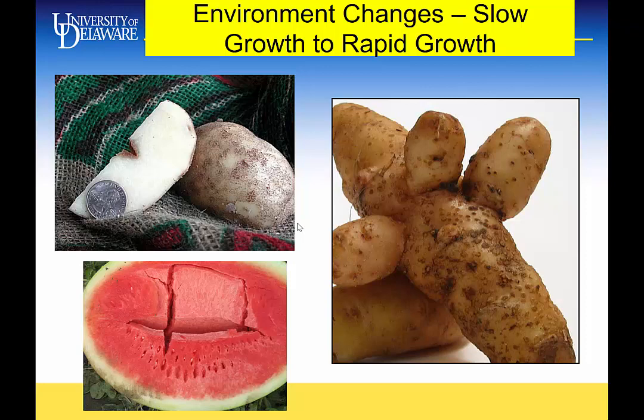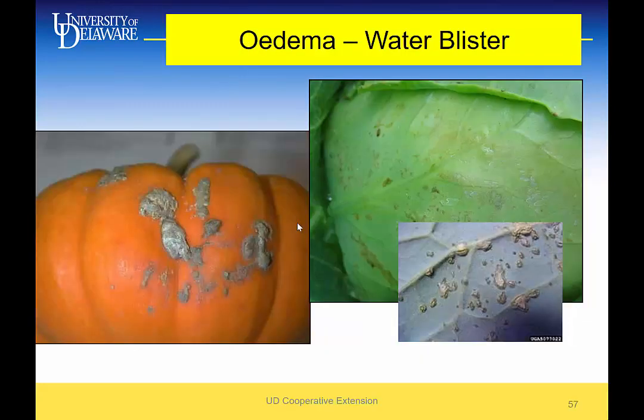I put this one up because a lot of folks thought that this rapid change in growth caused hollow heart in watermelon. It doesn't. I'll talk about that more later. Water blister, that is where you have high humidity and you're not allowing that water to transpire and your cells just explode. So we see that on pumpkins, we see that on peppers, we see it on cabbage leaves.